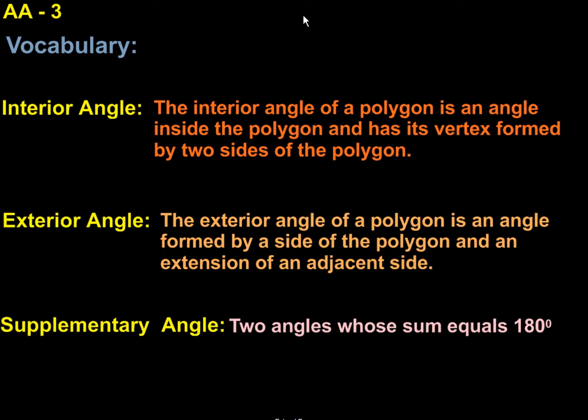Let's review some vocabulary. Interior angle. The interior angle of a polygon is an angle inside the polygon and has its vertex formed by two sides of the polygon. An exterior angle. The exterior angle of a polygon is an angle formed by a side of the polygon and an extension of an adjacent side. And a supplementary angle. Supplementary angles are two angles whose sum equals 180.